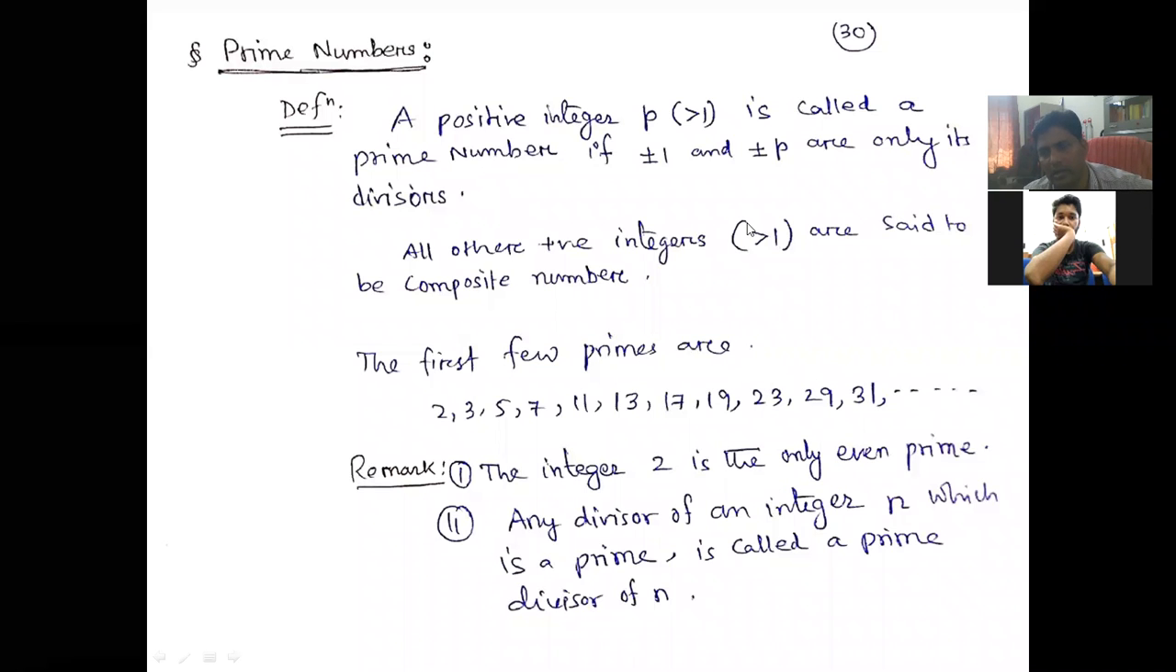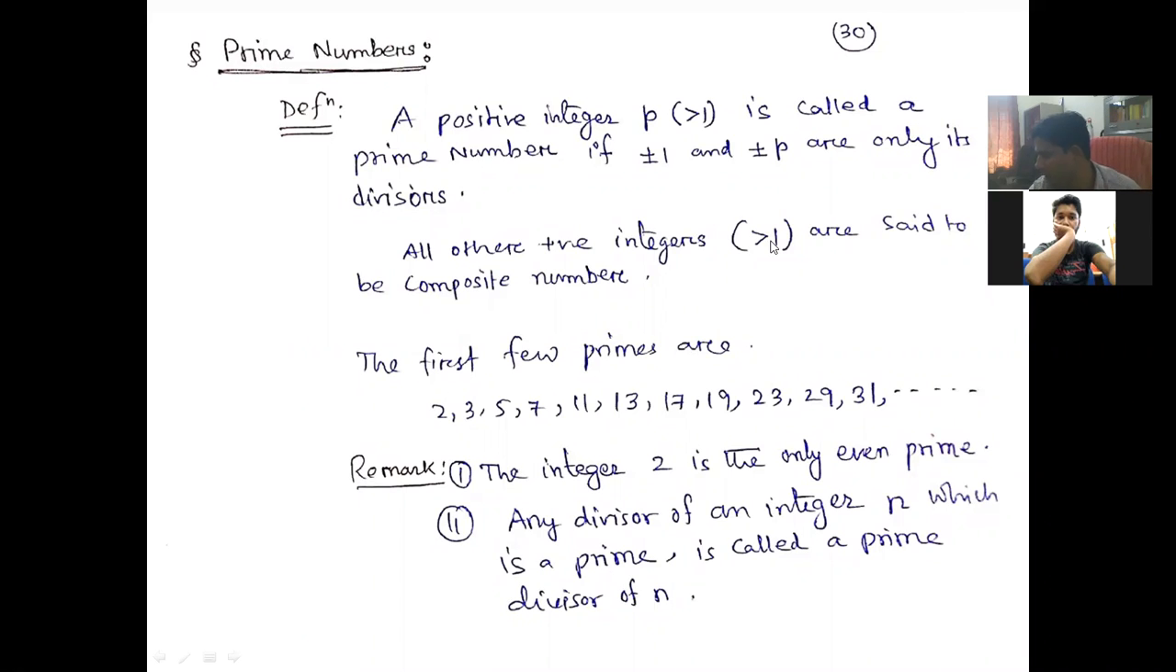So today we will start. In the last class we discussed all about LCM, ठीक है? Least common multiple. And today we will discuss prime numbers.